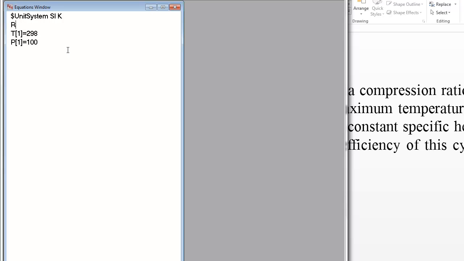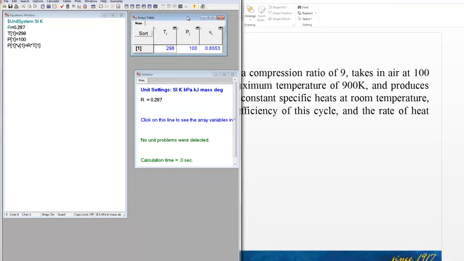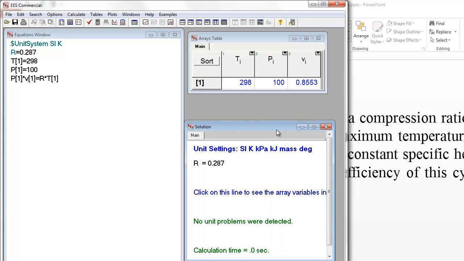This is air, so I'll specify the value of R. It's 0.287. Now I can type in the ideal gas equation: P1 V1 equals R times T1. And I can solve that system of equations. There are a couple of windows. Up here on the upper right is my array table, which shows position 1 and my values of T, P, and V. And then any variables that are not in array form, such as R, which is 0.287.